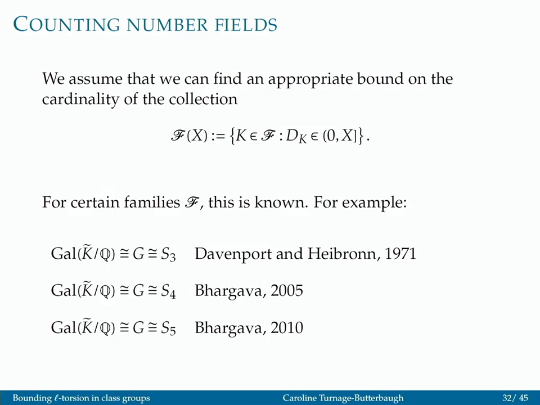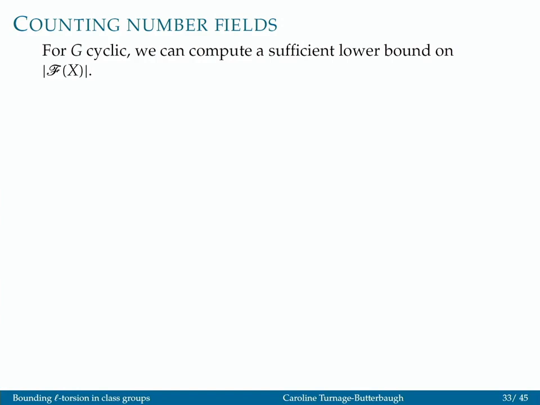There are also, for each of these, for the first two results, corresponding cases when q is equal to little k. And there are results when A4 is your Galois group, or you have nilpotent groups. There are lots of results in this vein. Now, for G being cyclic, we can compute sufficient lower bounds on the size of our family. And maybe what I mean to say is Melanie Wood can compute this.